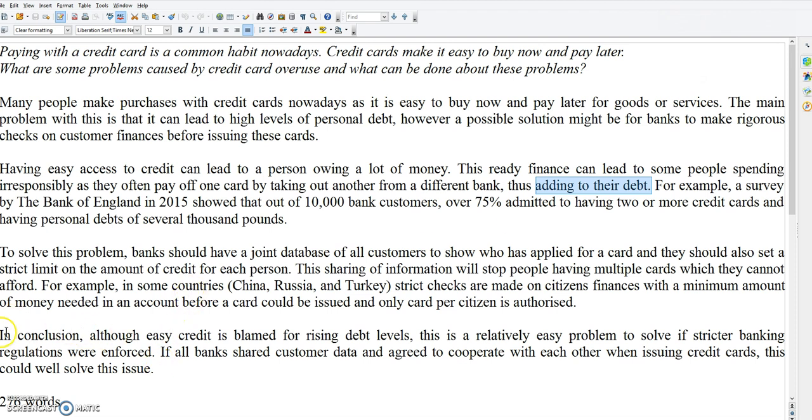Okay. In conclusion, although easy credit is blamed for rising debt, this is a relatively easy problem to solve if stricter banking regulations were enforced. I've paraphrased. If all banks shared customer data and agreed to cooperate with each other when issuing credit cards, this could well solve this issue. So you can see everything's wrapped up, everything's nice, neat and tidy. 276 words, 12 sentences, 4 paragraphs, that's it.